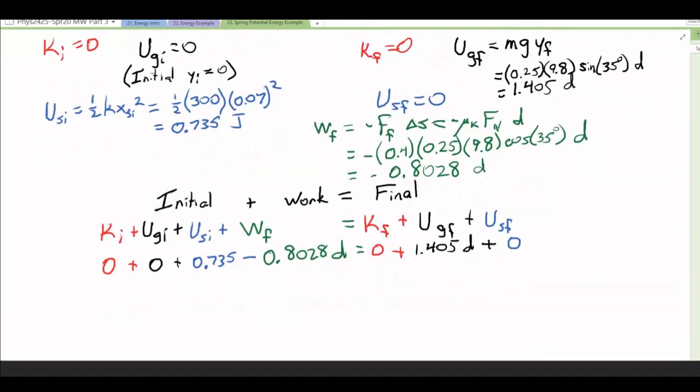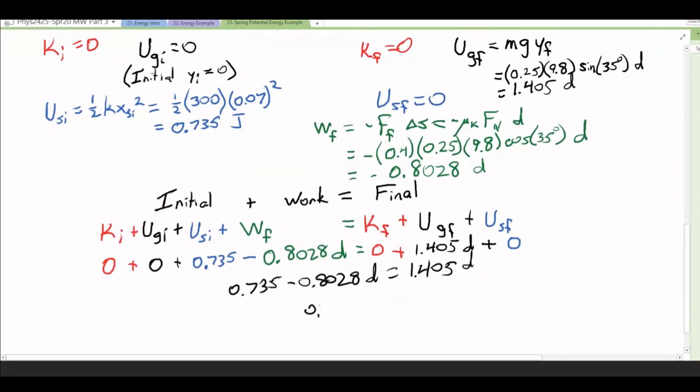So now I have an equation that says 0.735 minus 0.8028 D equals 1.405 D. And let's put the terms with our distance over on the other side. 0.735 is equal to 0.8028 D plus 1.405 D.